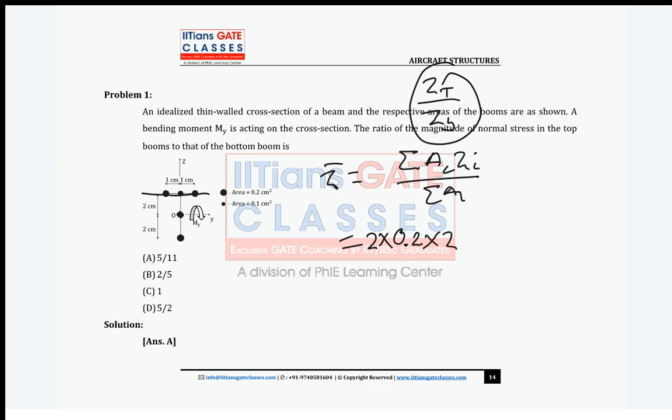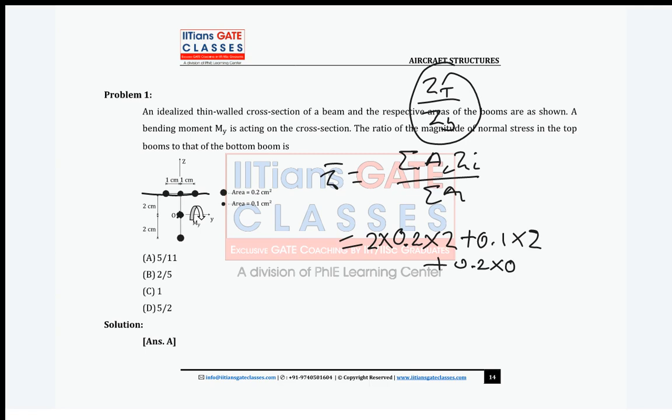Then the middle boom. What is the area for the middle boom? It is 0.1. Okay, one boom only. And what is the distance? 2. Then what about the other middle boom? What is the area? 0.2. What is the distance from O for the middle boom? Generally, what people mistake is they neglect it. Okay, it is not neglected. The only thing here is that the distance is 0.